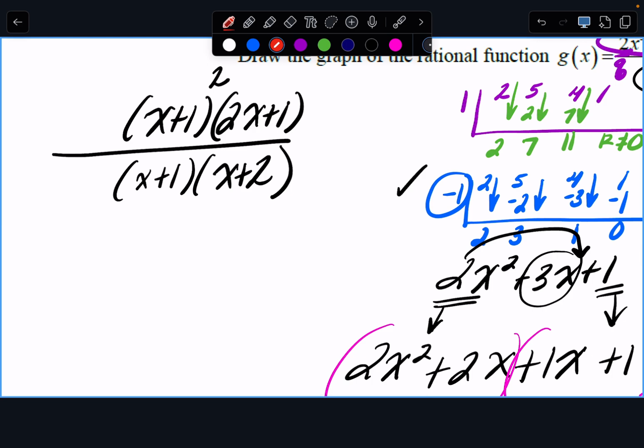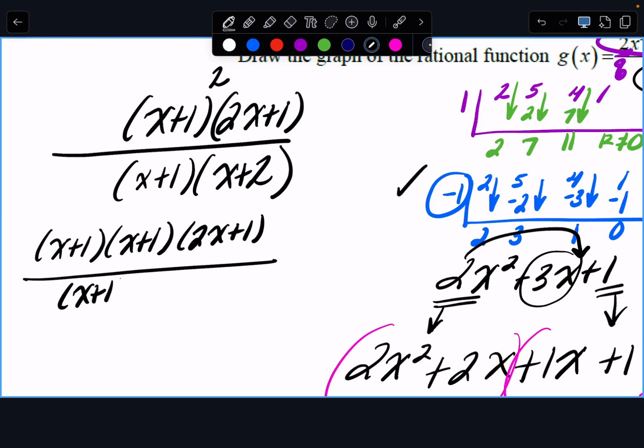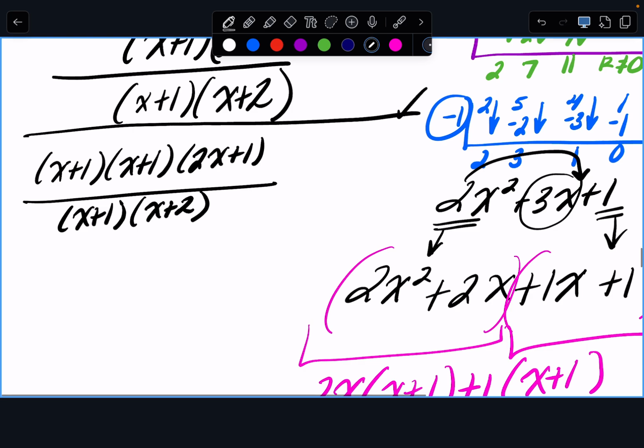All right. So now we can find vertical asymptotes and holes. Now, you know what I'm going to do? Actually, I am going to write it out like this: x plus 1 times x plus 1 times 2x plus 1 divided by x plus 1 times x plus 2. I'm going to look at it like that instead of squared. That's just me. So now I'm going to say vertical asymptote or hole. Is the bottom x plus 1 a vertical asymptote or hole?